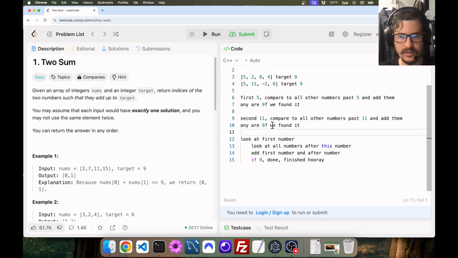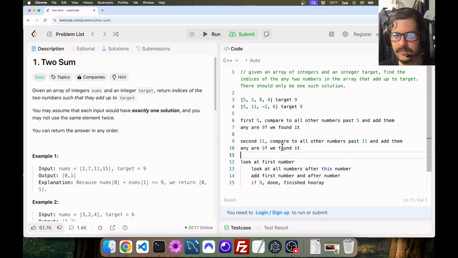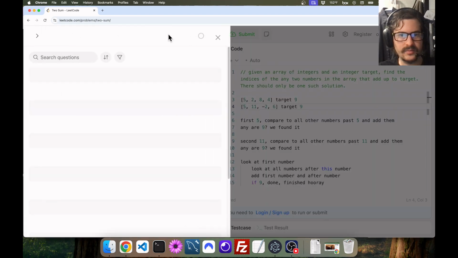Okay, then we want to go on to look at the second number, etc., etc., but you can already see this is kind of turning into pseudocode. And I did that very quickly because I'm very experienced with this. But the idea here, this is the important part. How did I do this? Let's look at another example.